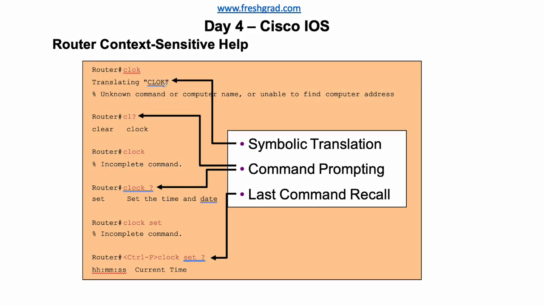So router context sensitive help, you can set up the clock. For example, you type clock, C-L-O-K, and it's wrong. So you won't see unknown command or computer name. But as soon as you type CL, you will see clear or clock, which one you want to use. And then you can say clock, it says incomplete. So you type clock again and the question mark, and it says set, right? So you type clock set, and then it says incomplete command. So again, you type question mark, and then it says this is the format, right? So you type clock set an hour, like 10, minutes, and the seconds. And this is how you set the timer in the router.